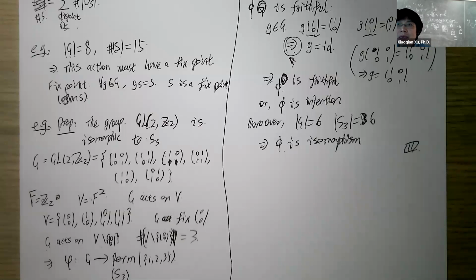You see, here we didn't check any rules of the operations on G. We just use this G acting on some set. Then we get what we want. Okay? Any question?